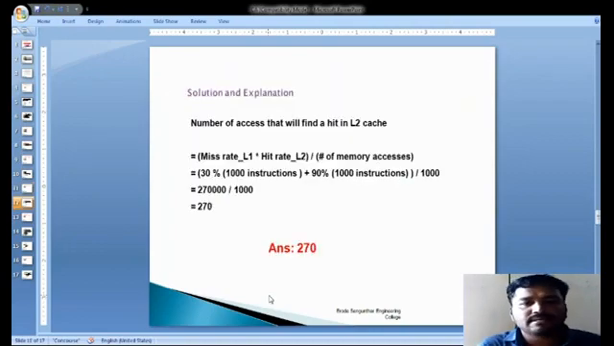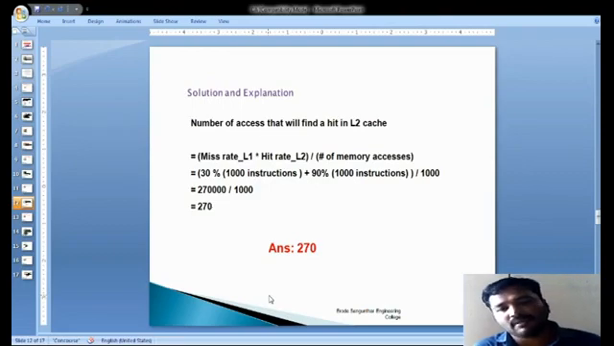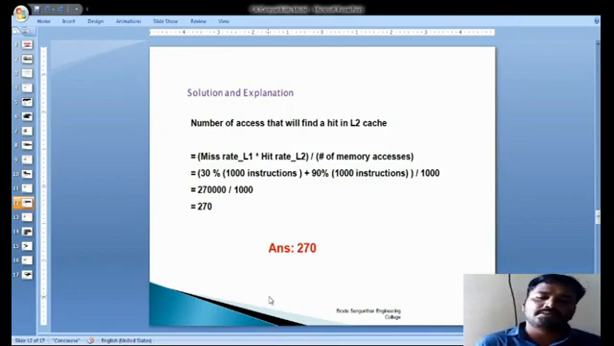So the solution will be: the number of accesses that will find a hit in L2 cache is equal to miss rate of L1 into hit rate of L2, divided by total number of memory accesses. So 30 percentage of 1000 instruction plus 90 percentage of 1000 instruction, divided by 1000 instruction. It will give you 2,70,000 divided by 1000. Finally we will get the answer as 270. So the number of accesses that will find the hit in L2 cache is 270.